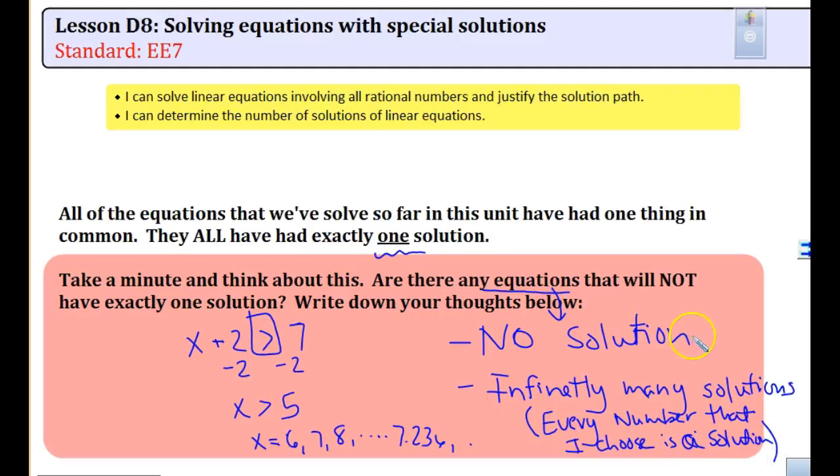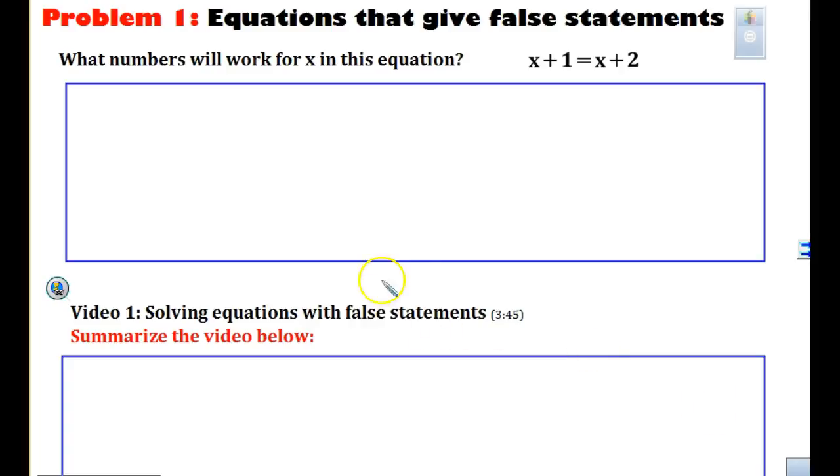Whereas the first one, there is nothing that I can choose that's going to make it true. Okay? So those are going to be my two possibilities that I'm going to be looking at. Okay? Infinitely many and no solution. So, on the top of the next page, it says, what numbers for x make this true?